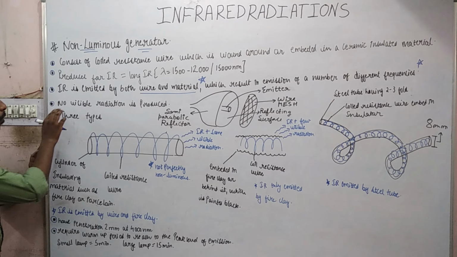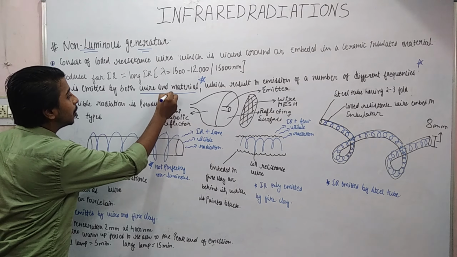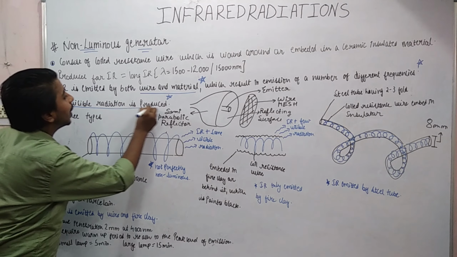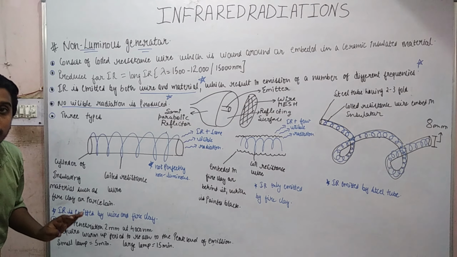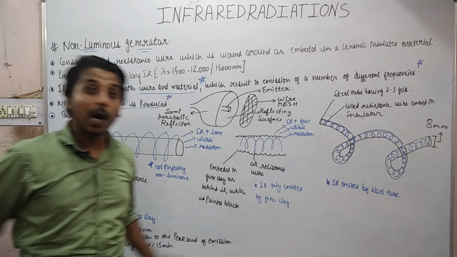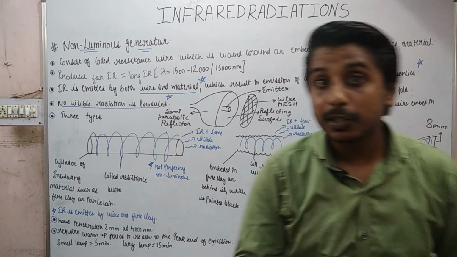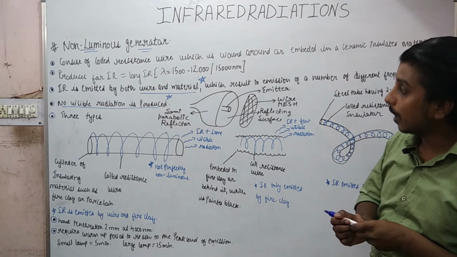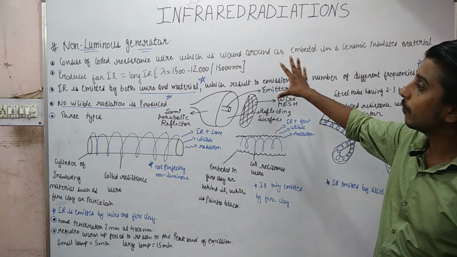You just continue. No visible radiation is produced. This is an important question from the viva point of view: no visible radiation is produced. It is of three types. Now the main picture begins. So till now these are the 4 points.